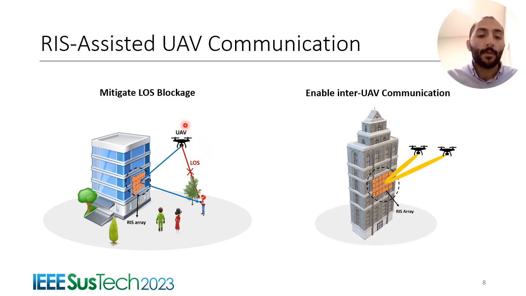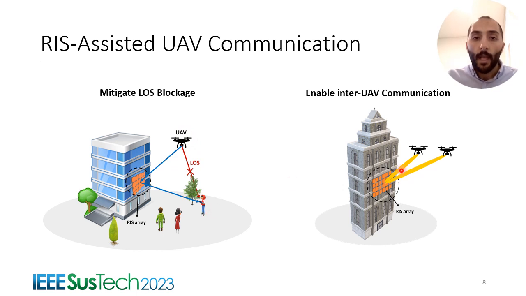Such technology is favored in applications such as search and rescue missions and in hazardous locations. Here we show two examples where the existence of RIS will support the communication. The first is to mitigate line-of-sight blockage. Here the UAV is supporting several users. However, the line-of-sight link between the UAV and the user is blocked by trees. If we have RIS arrays installed on the building surfaces, they will create a non-line-of-sight path between the UAV and the user.